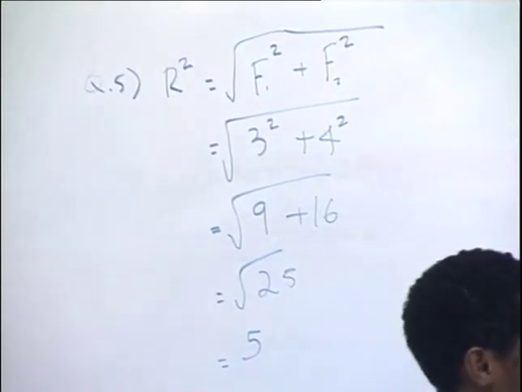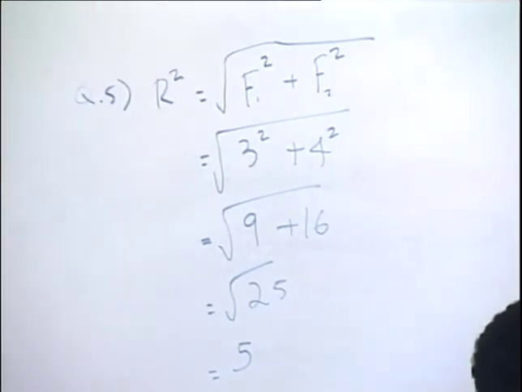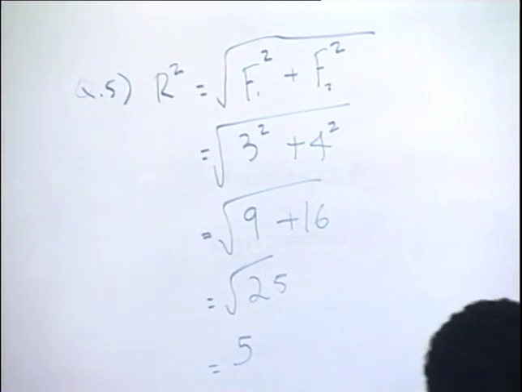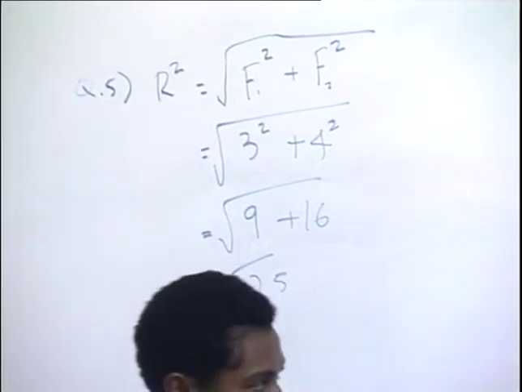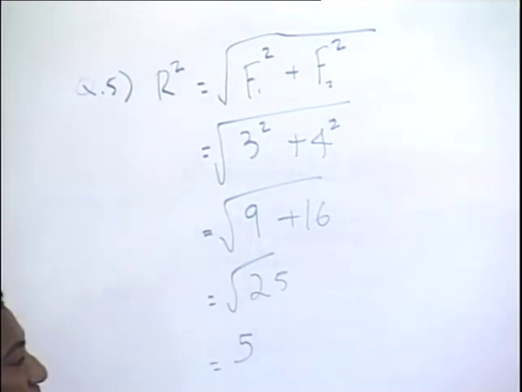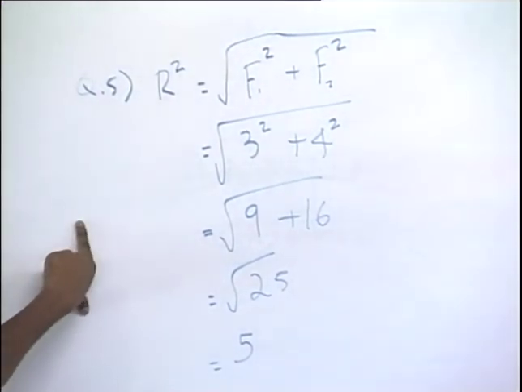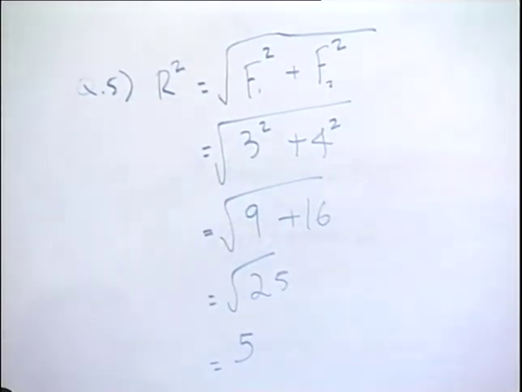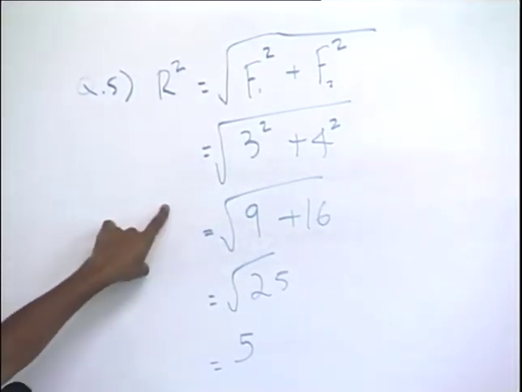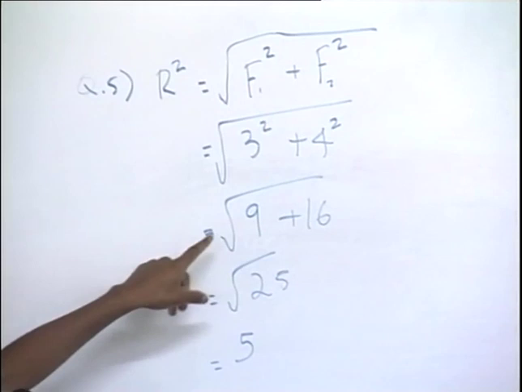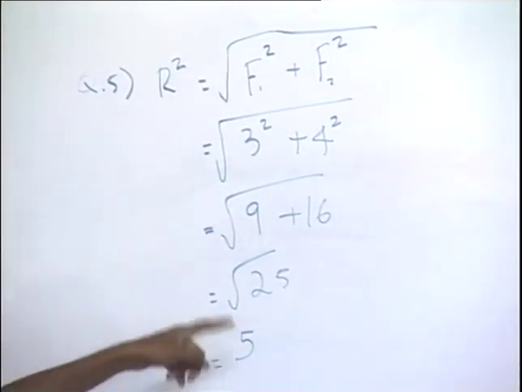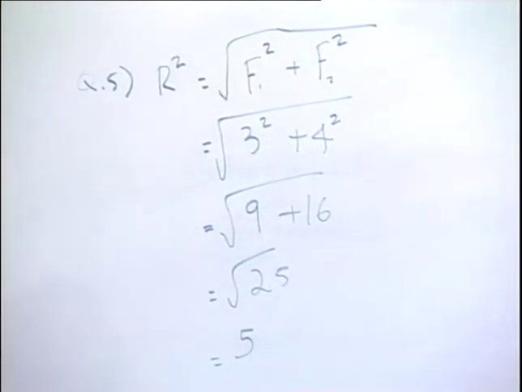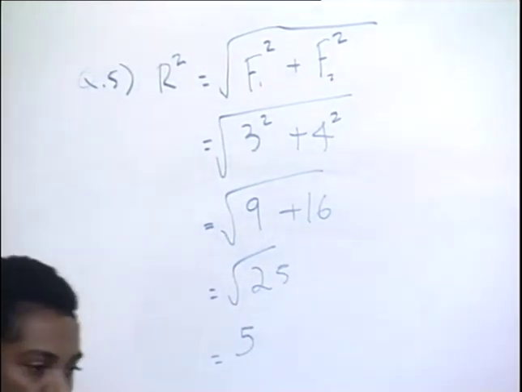To find the answer for number 5, the force is acting 3 newtons from the top and 4 newtons from the right. So to find that, I'm going to use the Pythagoras theorem, which is R squared equals force 1 squared plus force 2 squared, square rooted, which equals 3 squared plus 4 squared, which is 9 plus 16, it's 25. The square root of 25 is 5. So the force is 5 newtons.